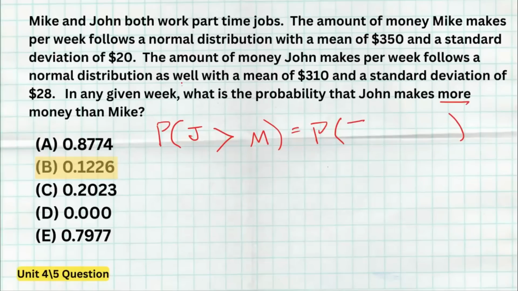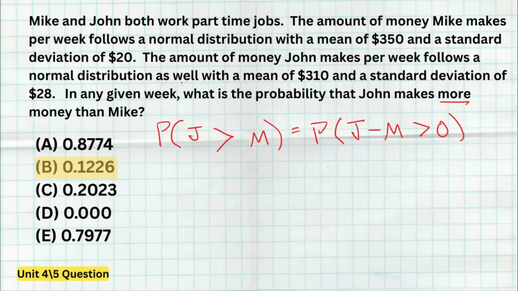So when I subtract that m over, I'm going to get j minus m is greater than or equal to 0. So when the difference between John and Mike is greater than 0, that would mean the j was bigger than the m, which is what we're looking for. I'm going to get a positive difference. J minus m is positive difference.